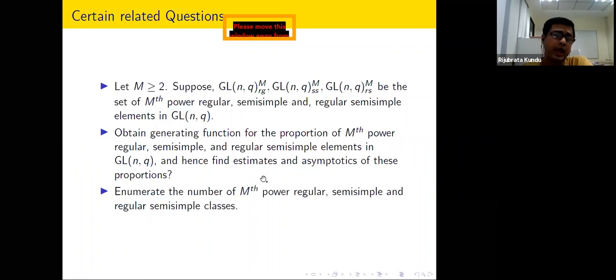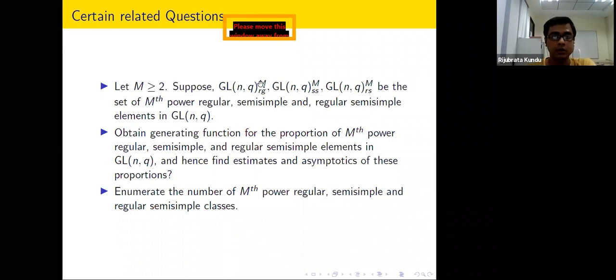And also at the level of conjugacy classes, this can be of interest: can we enumerate the number of mth power regular, semisimple, and regular semisimple classes? Right? So the next section of the talk will be more or less around understanding the generating functions that can be obtained for these ratios. How can we obtain a generating function for these proportions?